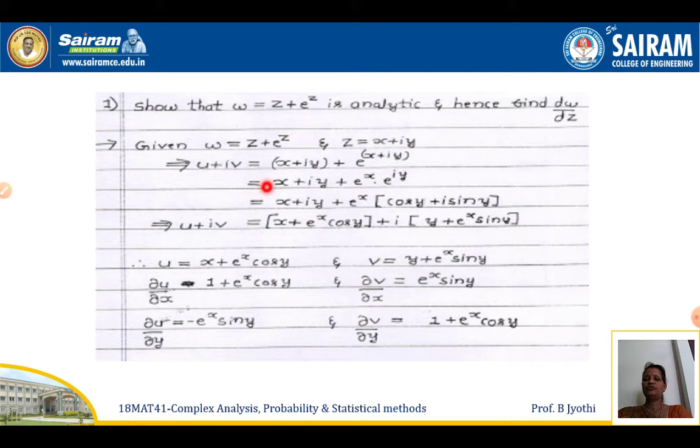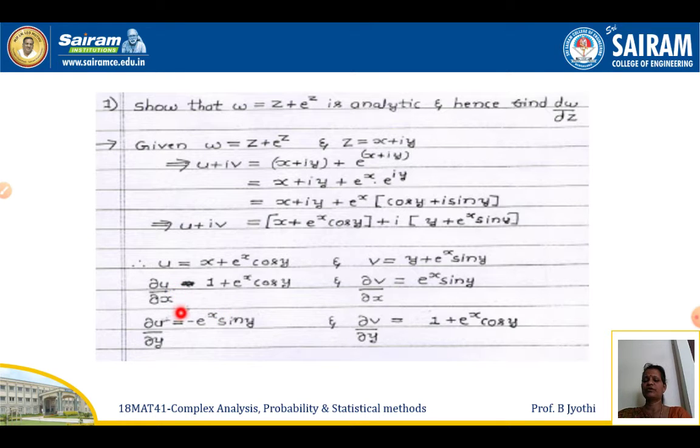So u + iv will be x + iy + e^(x+iy), or x + iy + e^x e^(iy). That is x + iy + e^x (cos y + i sin y). And segregating the real and imaginary parts, we get x + e^x cos y plus i times (y + e^x sin y). So we have u and v segregated, that is the real part and then the imaginary part.